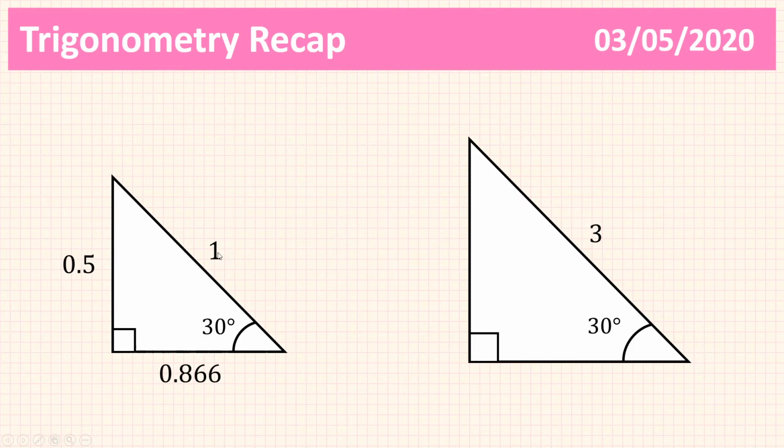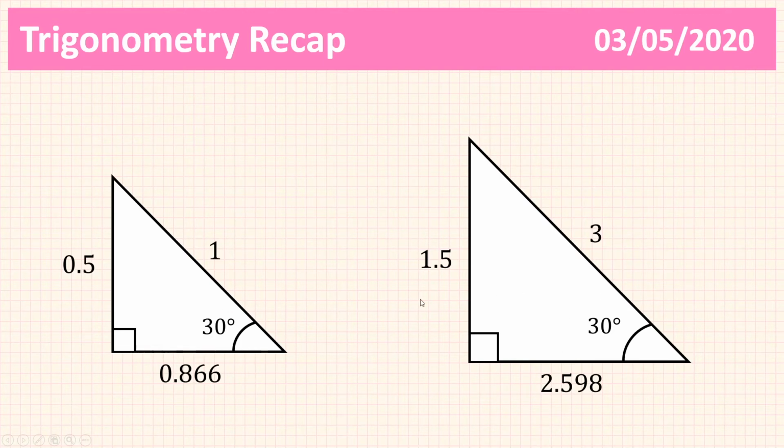Well, if you said it was increased by a scale factor of 3, that is correct. So what do you think we have to do to these sides? Well, we have to increase them by a scale factor of 3. However, if you notice carefully, the ratios between the sides are still the same. If you were to do this number divided by 3, you'd get 0.5. And if you were to do this number divided by 3, you'd get 0.866. Have a go on your calculator to double check. But that's what would happen.